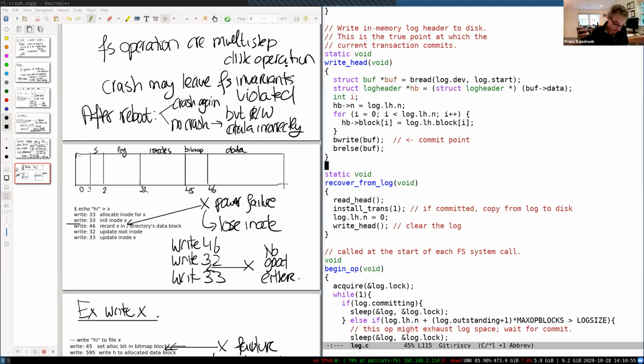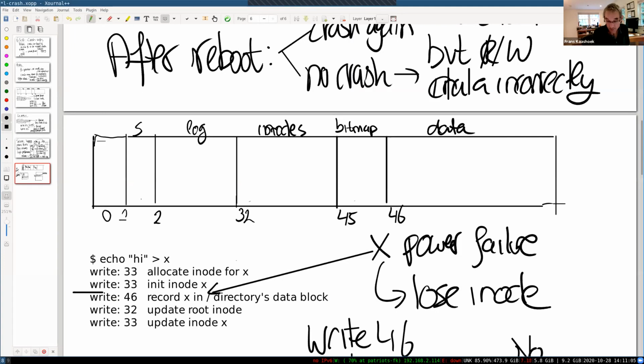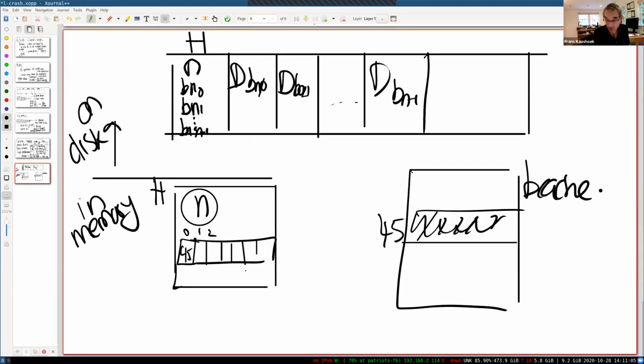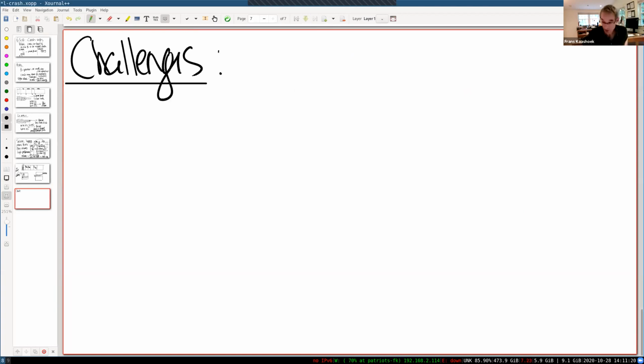Okay, there's complications, and I want to talk a little bit about these complications. So okay, here's our basic scheme and basic data structures, and there are 3 complications that I want to talk about. Or maybe I will call them challenges, whatever you want to call them. The first is eviction.